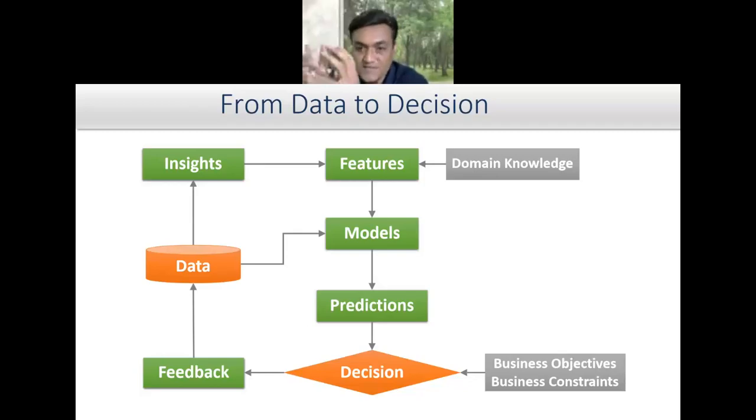But this is only the raw material for any business problem. If I want to set up a business, I should have my business objectives as well as my business constraints. I need to take a decision when this sort of prediction appears. Decision making is very, very important.